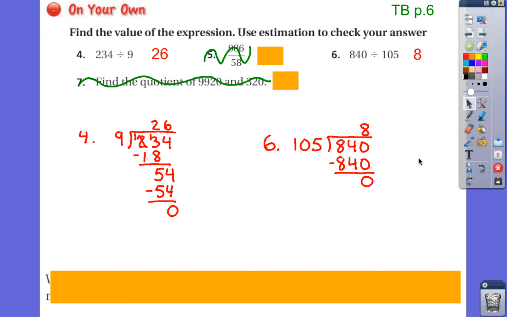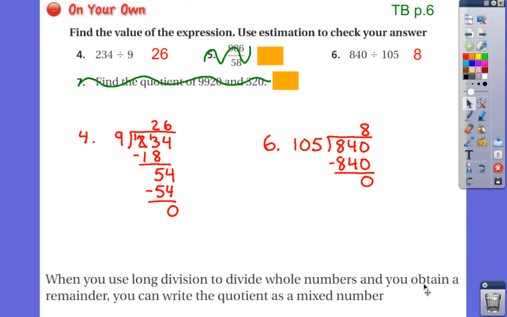Now these two problems worked out really well because I did not have a remainder left over. Down at the bottom of each one, you can see that we have 0. Division problems don't always work out this way. Sometimes when you do a long division problem, you're going to have a remainder. And we're going to talk about what to do if you get a remainder in our next example problem.